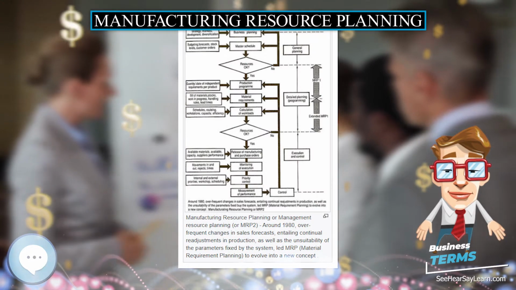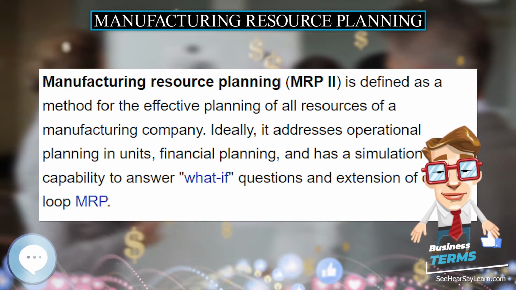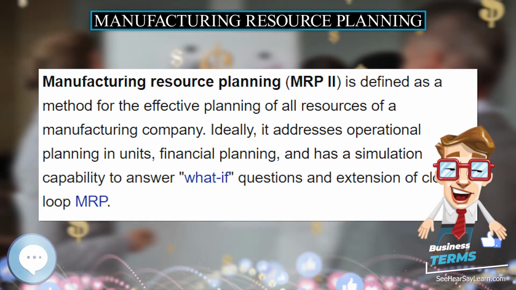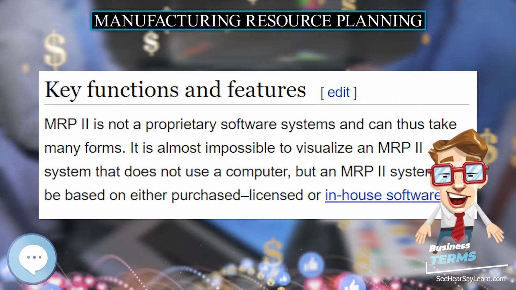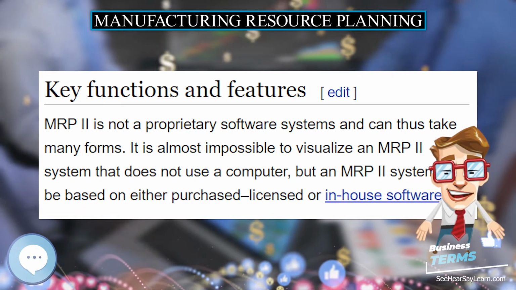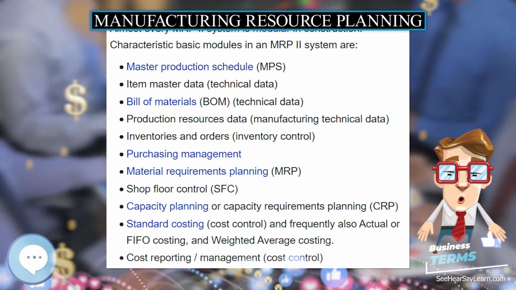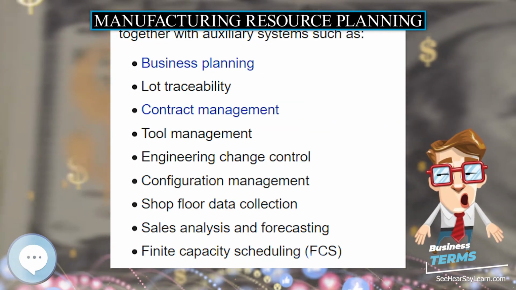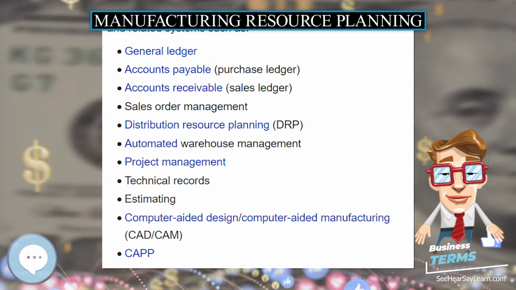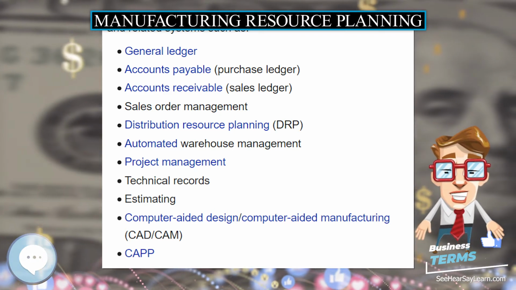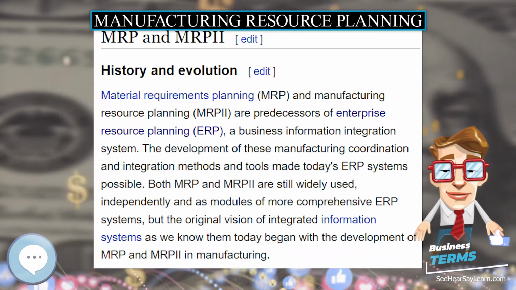MRP and MRP II: history and evolution. Material Requirements Planning, MRP, and Manufacturing Resource Planning, MRP II, are predecessors of Enterprise Resource Planning, ERP, a business information integration system. The development of these manufacturing coordination and integration methods and tools made today's ERP systems possible. Both MRP and MRP II are still widely used, independently and as modules of more comprehensive ERP systems, but the original vision of integrated information systems as we know them today began with the development of MRP and MRP II in manufacturing.